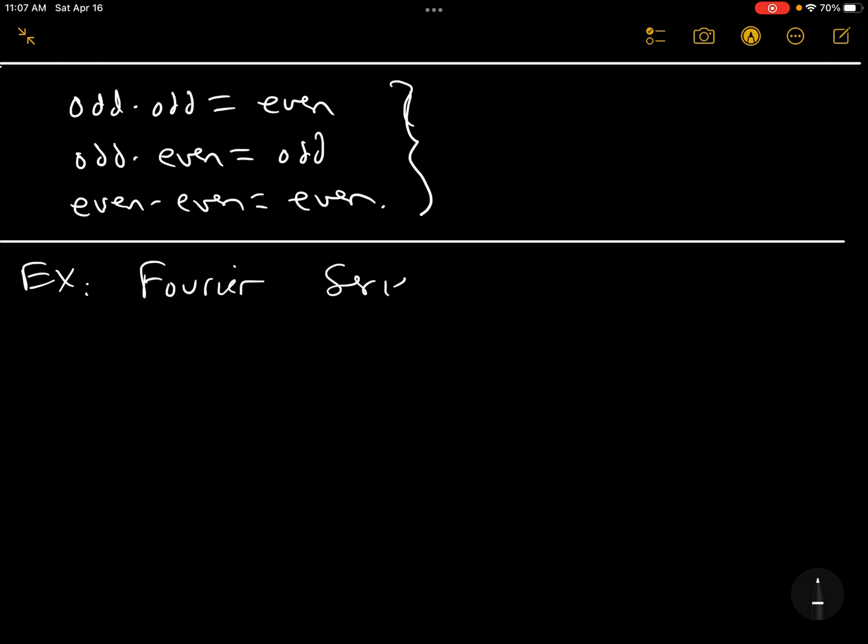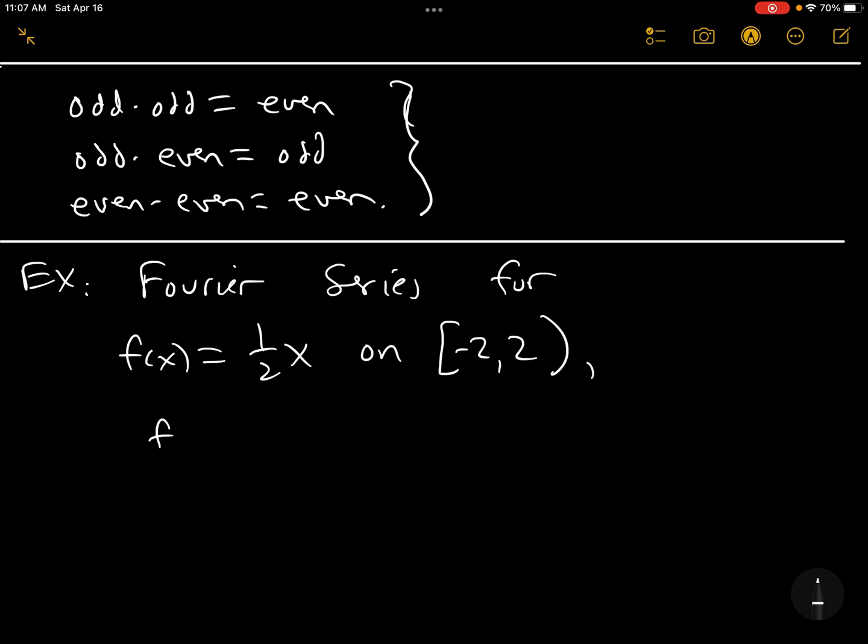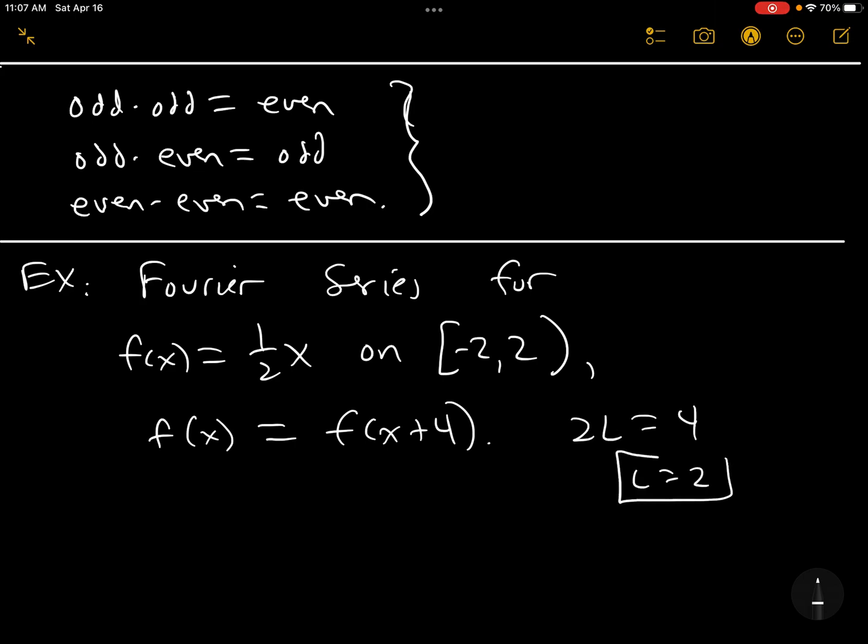So find the Fourier series for the function f of x equals 1/2 x on the interval -2 to 2, and f of x equals f of x plus 4. So the period now is 4. In this game, 2L equals 4, so L equals 2. That's important.